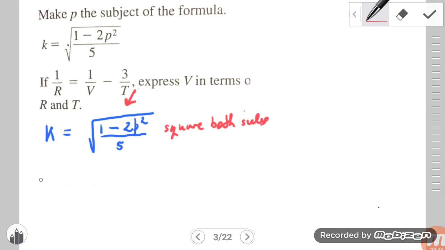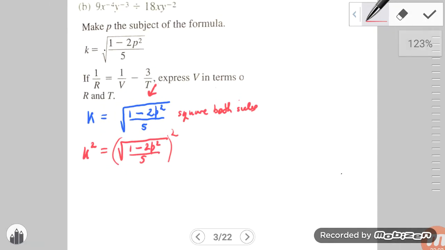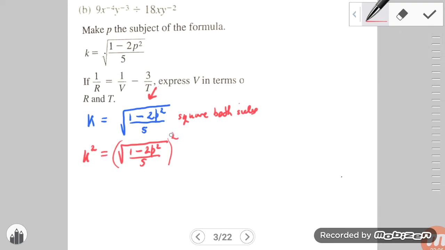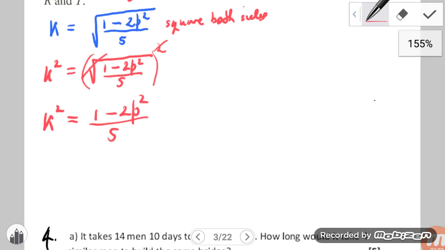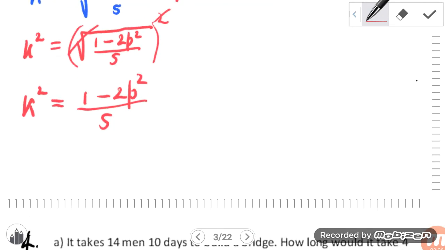By squaring both sides, we're going to have K squared, and that's going to be equal to the square root of what we're looking at right now, which is 1 minus 2p squared divided by 5, all squared. What that does for us is that this power of square cancels the square root. So this cancels this here, and we end up with K squared is equal to 1 minus 2p squared over 5.